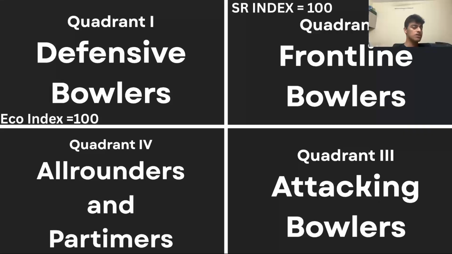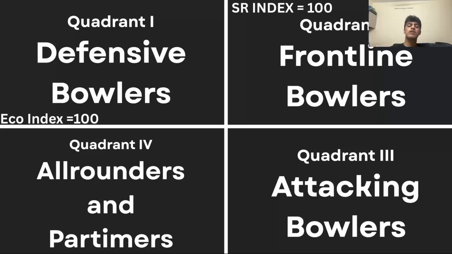Now, quadrant 2 is really where the juice is at. Quadrant 2 has your frontline bowlers. Think Jasprit Bumrah, think Arshdeep Singh, think Mitchell Starc. These are your go-to bowlers. Every time you want a wicket, every time you're in a bad spot, you throw the ball to them, and they're gonna try and win you the game. They're picking wickets more than most bowlers, and they're stopping runs better than most bowlers. So these are your frontline bowlers.